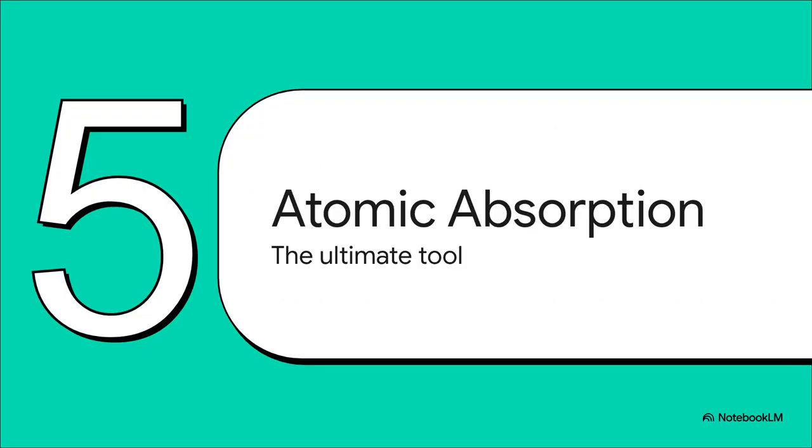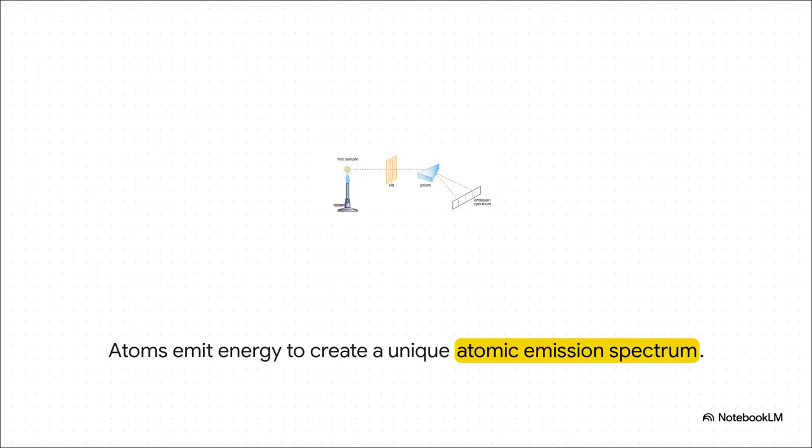And finally, Section 5, Atomic Absorption Spectroscopy. This is the ultimate tool. This brings us to the absolute pinnacle of our detective toolkit. To understand how it works, let's briefly look at atomic emission spectroscopy. Remember that simple flame test from earlier?